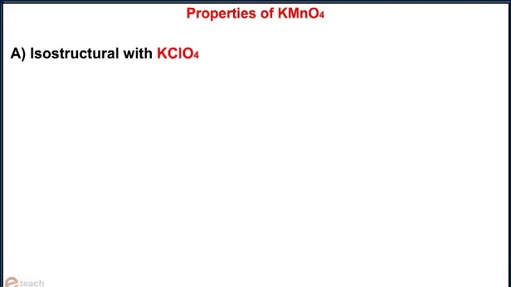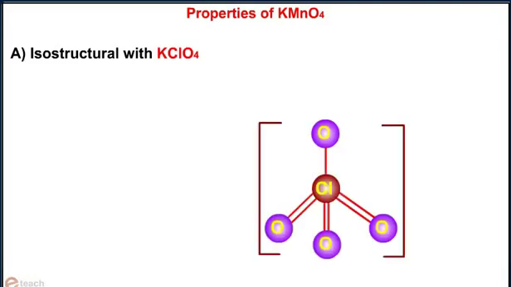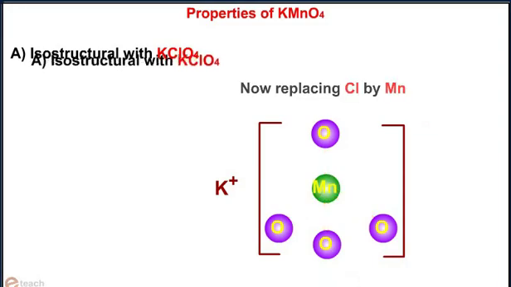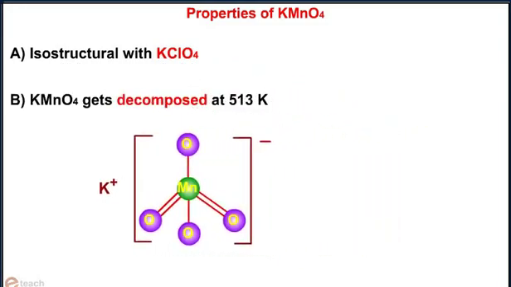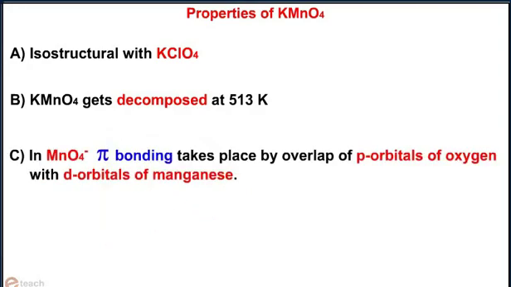Let us study properties of KMnO4. It is isostructural with KClO4. We replace Cl by Mn to get the structure of KMnO4. The second property is that KMnO4 gets decomposed at 513 Kelvin. In MnO4-, pi bonding takes place by overlap of p orbitals of oxygen with d orbitals of manganese.